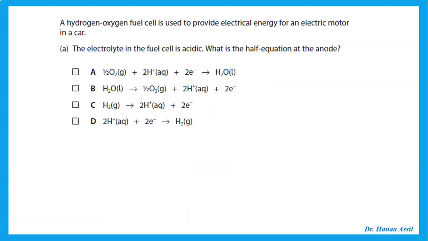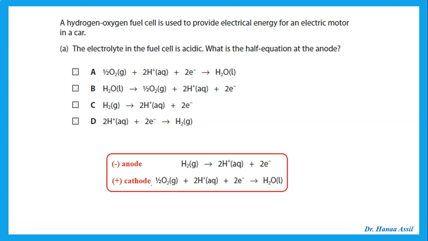A hydrogen-oxygen fuel cell is used to provide electrical energy for an electric motor in a car. The electrolyte is acidic. Now, the other one was alkaline. What if it is acidic? Well, these are the equations for the acidic fuel cell. So what is the half equation at the anode? Again, the anode is the negative, and this is where the hydrogen reacts. But in this case, because it's acidic, not alkaline, the hydrogen loses electrons and becomes H plus ions.